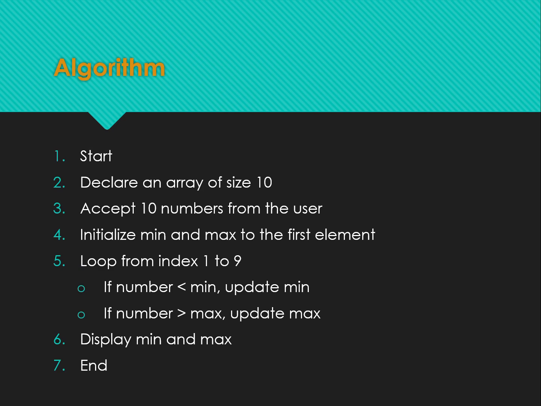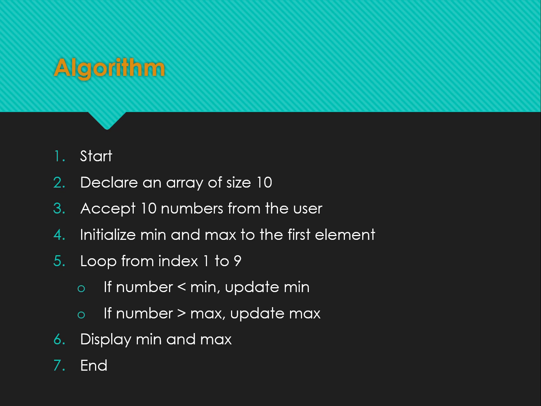Here is the step-by-step algorithm to solve the problem. Step 1. Start the program. Step 2. Declare an integer array of size 10 to store the numbers. Step 3. Use a loop to take 10 inputs from the user and store them in the array. Step 4. Initialize two variables, min and max, with the first element of the array.